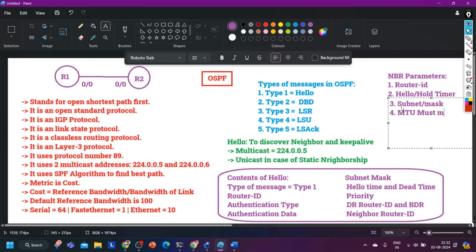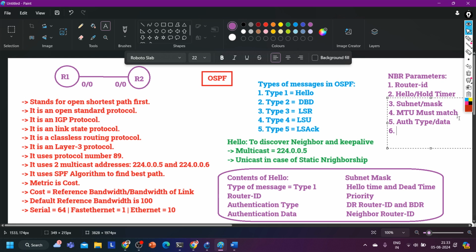Fourth, MTU must match. You can even ignore the MTU, but additionally you have to run one command to ignore it. But by default, MTU is a part of OSPF neighborship, right? So MTU must match. Then the fifth one is authentication type and authentication data. Authentication type and authentication data must match.